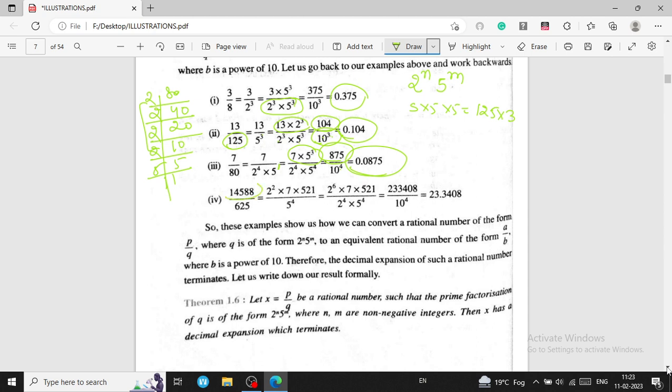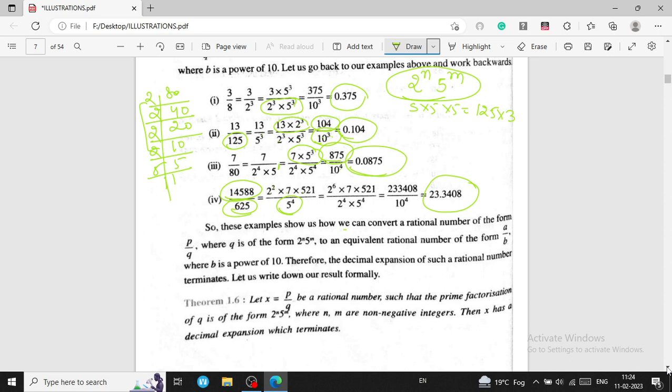Next, 14,588 over 625. We have to make its factors. 2 raised to power 2 multiplied by 7 multiplied by 521, and after that 625. When we factor 625, we get 5 raised to power 4. But for making this form, we will take 2 raised to power 4 in the denominator and in the numerator. After solving all these equations, we will get 23.3408.